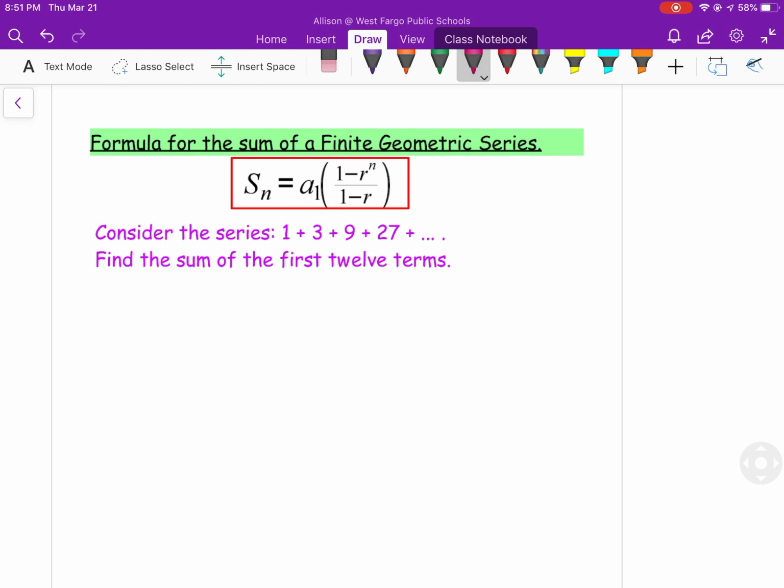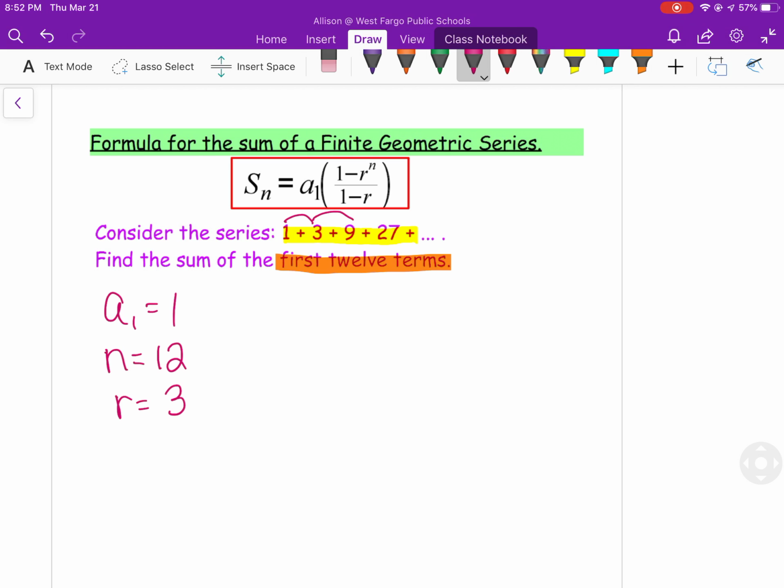So let's try another one. This time I want the sum of the first 12 terms, and my series is 1 + 3 + 9 + 27. So my first term will be 1 again. I want the sum of the first 12 terms, so n is 12. And r is, what am I multiplying by? From 1 to 3, that's times 3, 3 to 9, times 3.